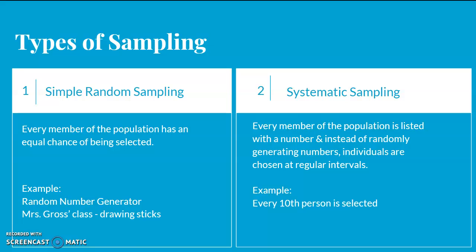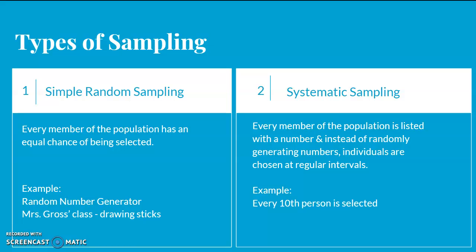So for example, a random number generator where everyone is assigned a number and you generate numbers randomly. Or in my class where we draw sticks, everybody in the classroom has an equal chance of being selected and you don't know when your stick is going to be drawn.